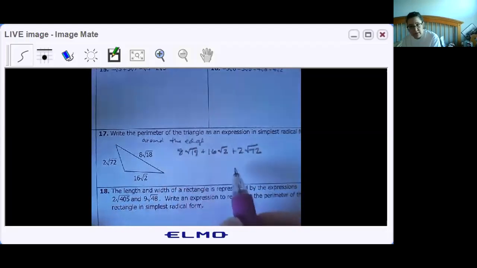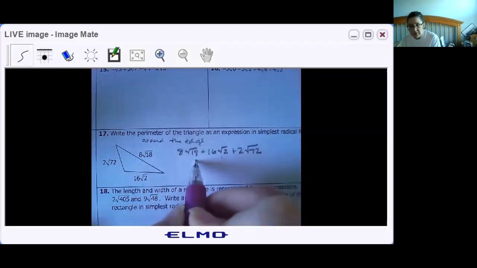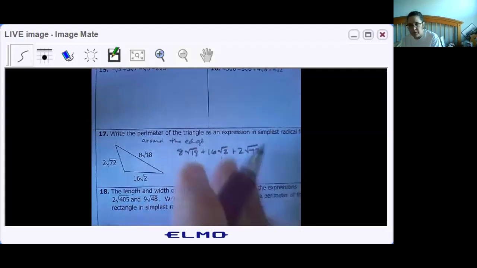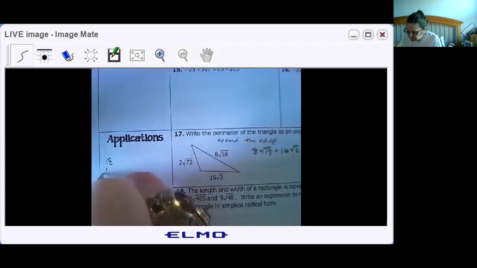Now, the only one that's written in simplest radical form right now is this one in the middle, 16 times the square root of 2. So now I've got to figure out the square root of 18 and the square root of 72. We'll come over here to the side where I have more space. 18 is 2 times 9, which is 3 times 3.